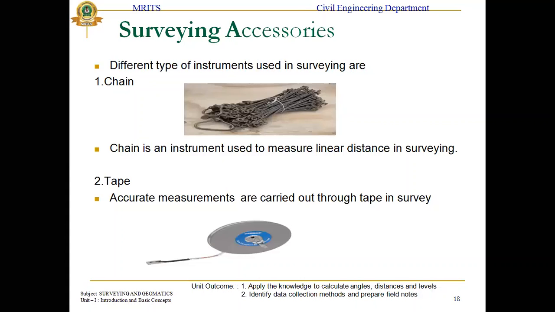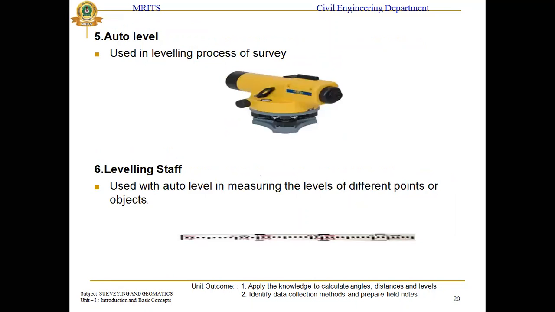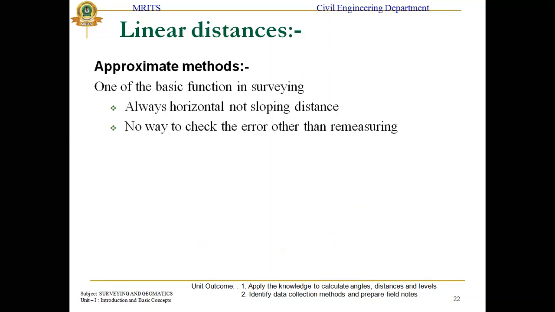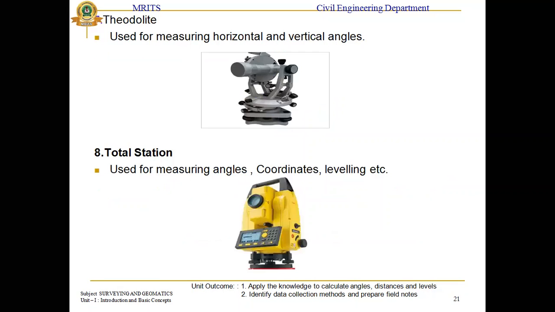Survey accessories means the different types of surveys, for example chain survey and tape survey. What are the names called as accessories of surveys? Next, chain: 20 meters, with 20 centimeter links, each link at 1 meter intervals. This is the prismatic compass. Ranging rod height is 2 meters or 3 meters, with white and black or red and white colors. Auto level and leveling staff are used for finding RL. This is a theodolite and total station. These instruments are used for different purposes, different leveling, different calculations and measurements.